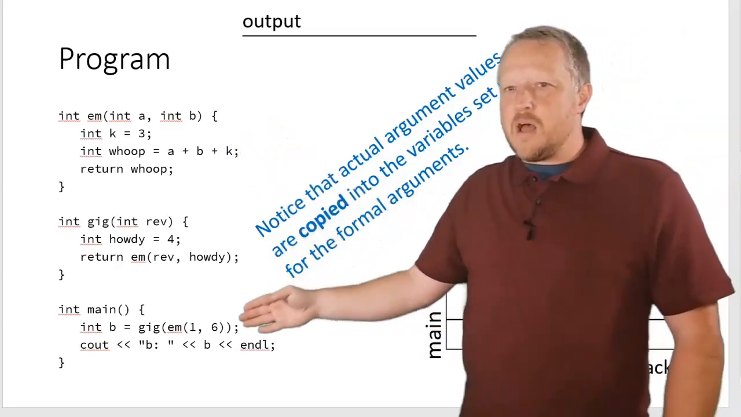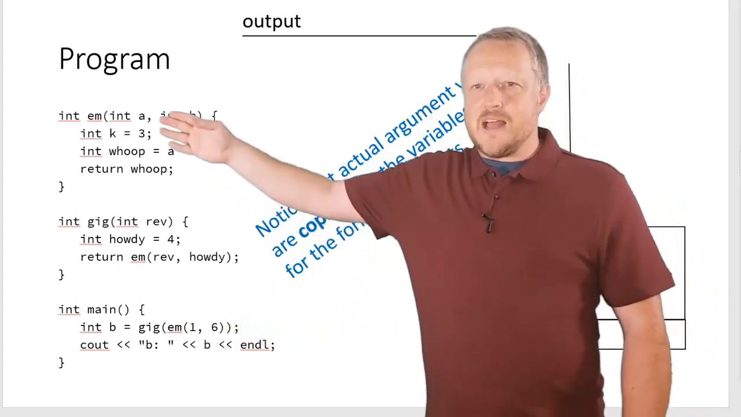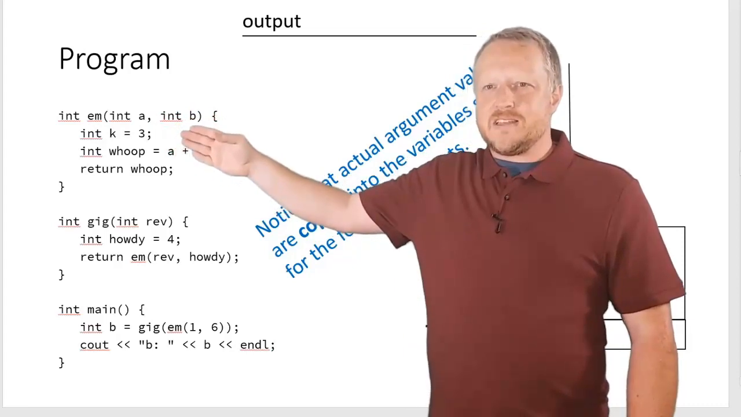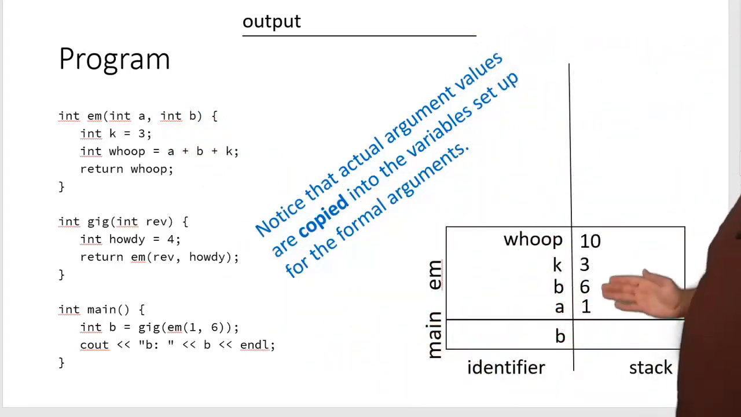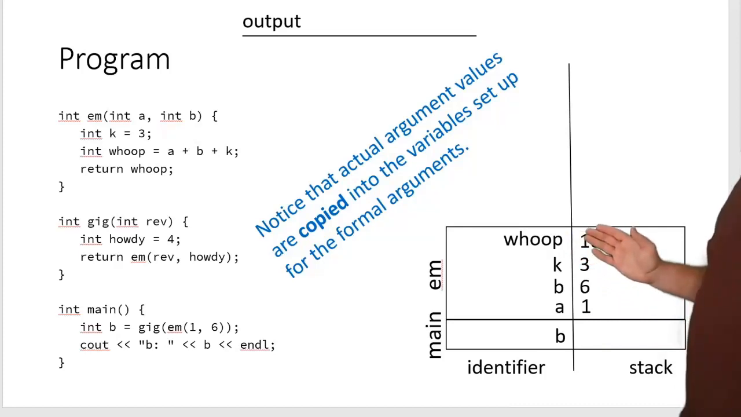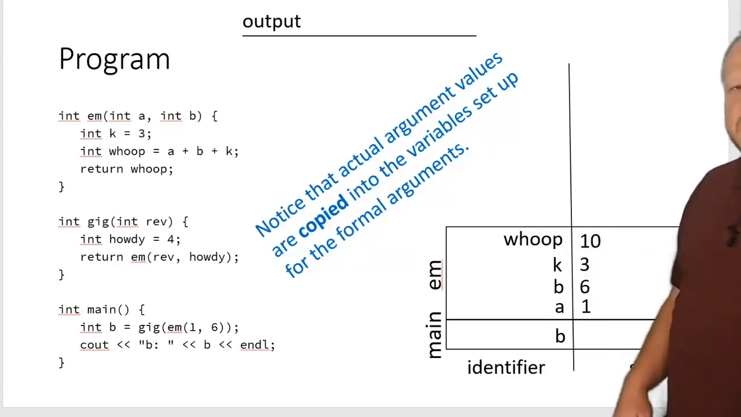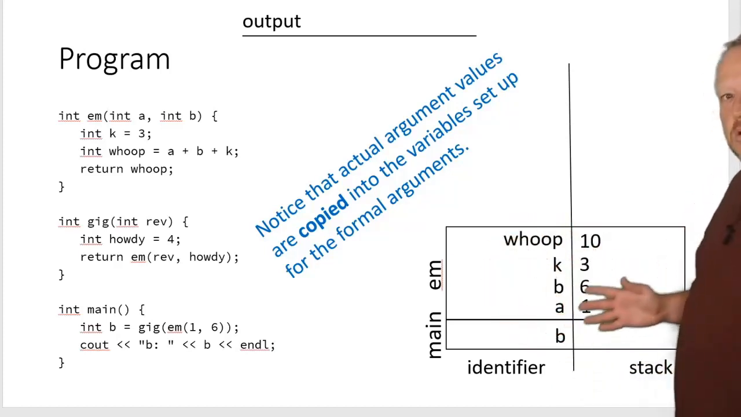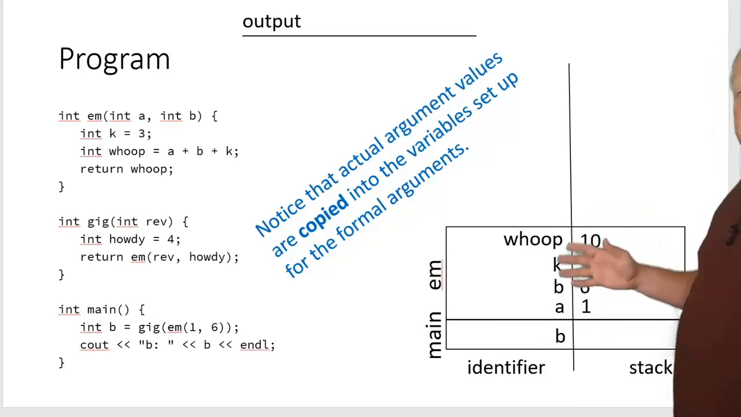The neat part is I'm going to call m. With m, I passed in two values respectively, 1 and 6. That 1 is going to be a, that 6 is going to be b, and that's what you see exactly over here. Now I have a whoop variable, that's a plus b plus, what is that, k? And k equals 3. Add all those together, plus the 1, and that's how I get the whoop of 10. So notice a lot more going on here with our memory diagram because of variables, and also notice how we passed in two values.